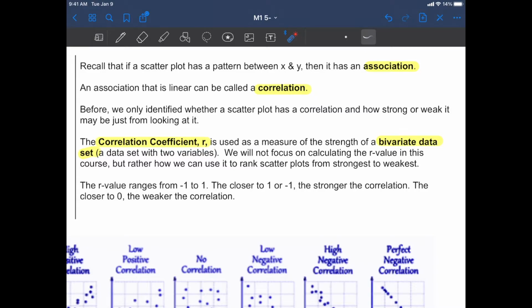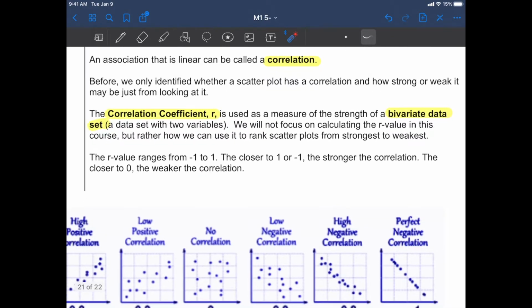And don't get too caught up on that word. Bi means two, variate refers to variables. So we're talking about a data set with two variables. That's all that means. We will not focus on calculating the R value in this course, but rather how we can use it to rank scatter plots from strongest to weakest. So if you were interested in taking a statistics course, you will learn how to calculate the R value by hand, but most people actually use programs to do it.